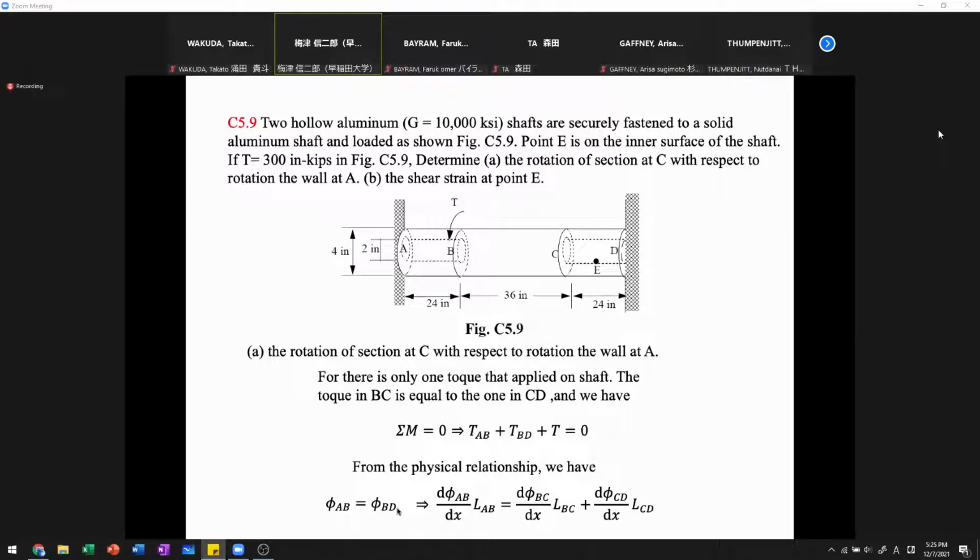From the physical relationship, this relationship must hold. So from these equations, you can get these values, phi AB and phi BD. These can be calculated from the equation that was learned in the former problems. In the problems we solved before, we used these equations.